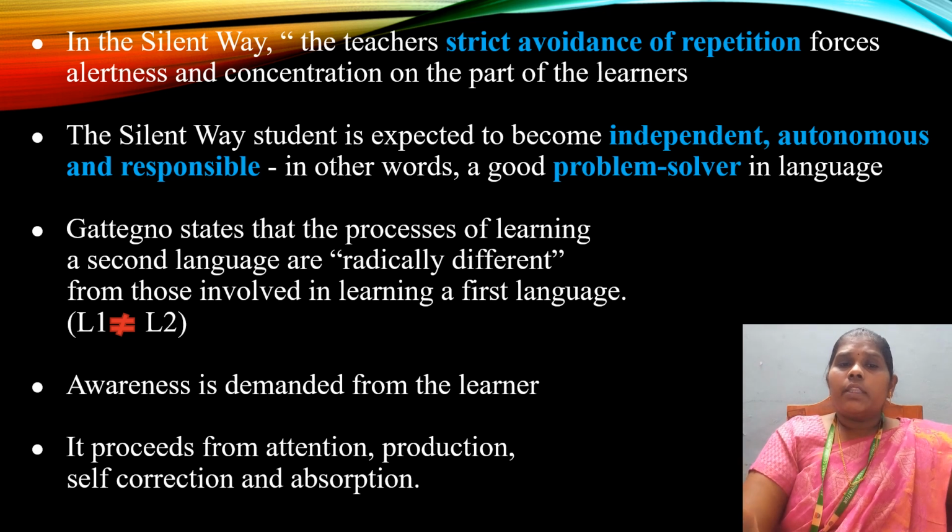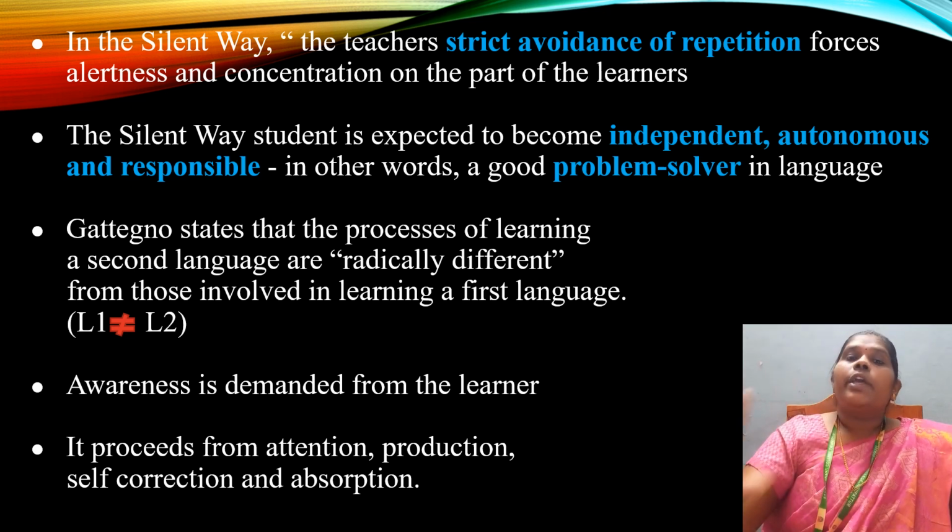Another important aspect that we have to notice in the silent way is the teacher's strict avoidance of repetition, which forces a lot of alertness and concentration on the part of the learners. In other methods, the teacher would be with you all the time. They will be scaffolding you or demonstrating and you will be repeating after it. Here the teacher should give it only once. After that, the teacher must keep quiet. The learner has been given only one chance.